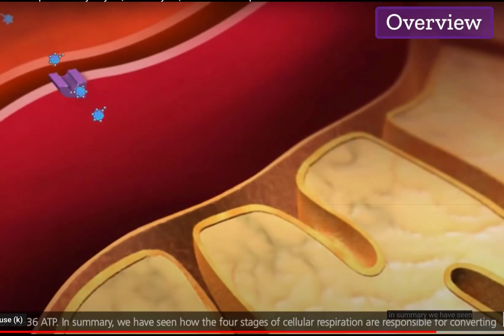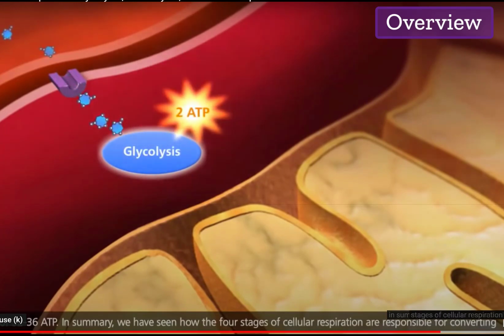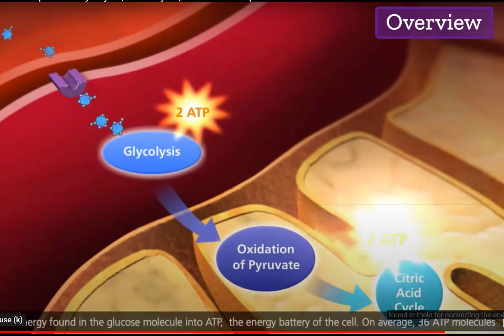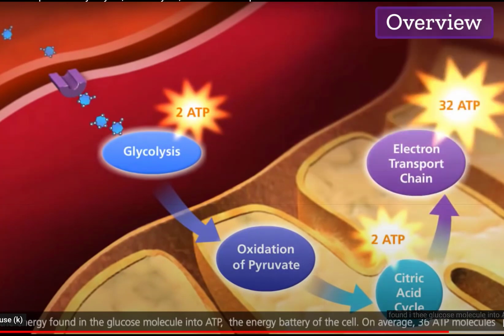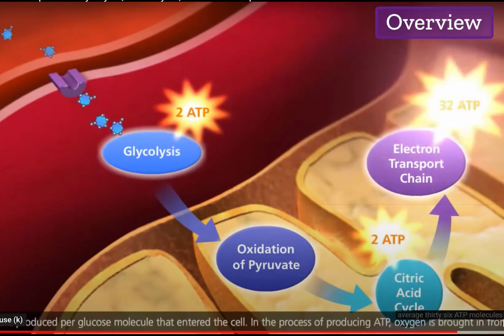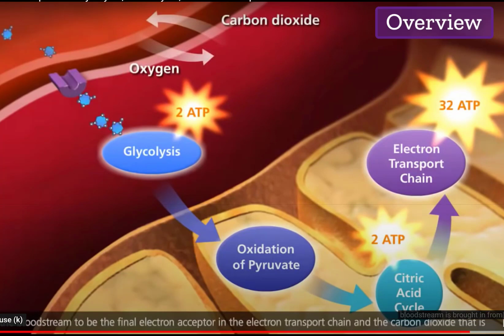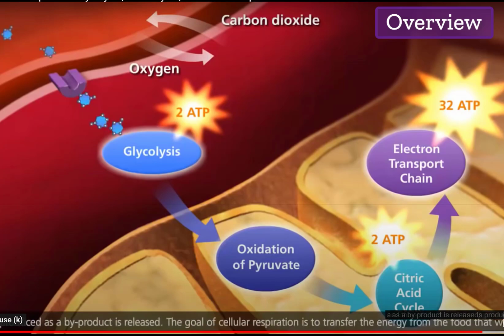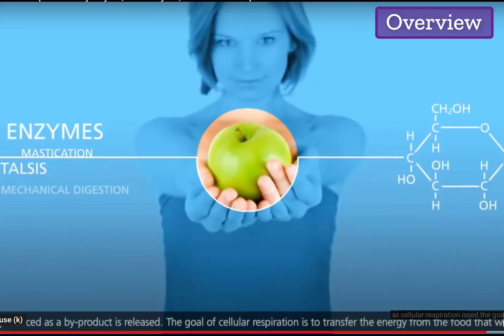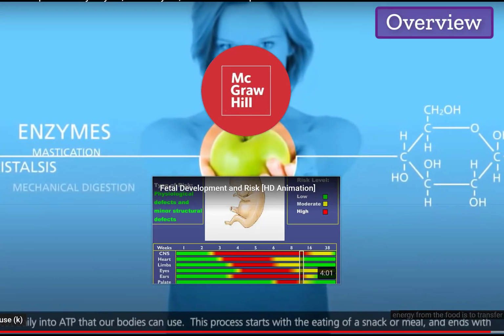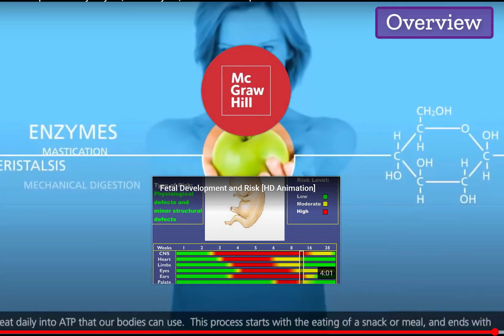In summary, we have seen how the 4 stages of cellular respiration are responsible for converting the energy found in the glucose molecule into ATP, the energy battery of the cell. On average, 36 ATP molecules are produced per glucose molecule that entered the cell. In the process of producing ATP, oxygen is brought in from the bloodstream to be the final electron acceptor in the electron transport chain, and the carbon dioxide that is produced as a byproduct is released. The goal of cellular respiration is to transfer the energy from the food that we eat daily into ATP that our bodies can use.